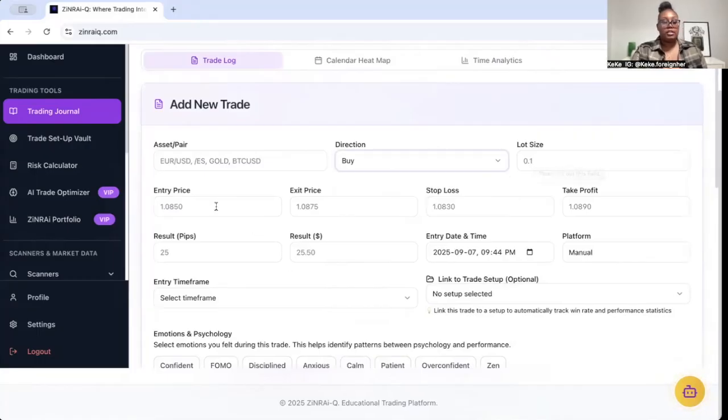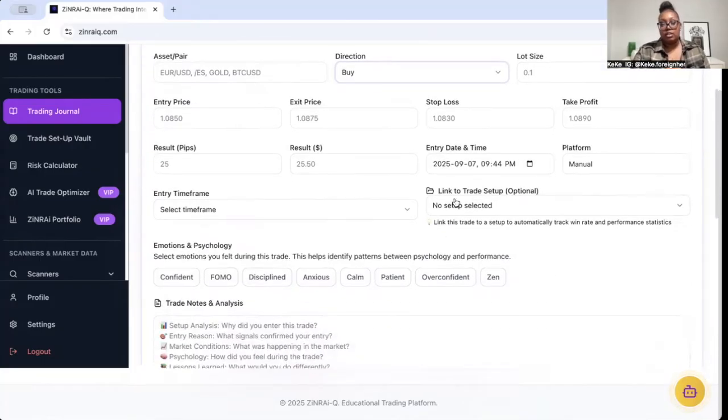Entry price, what price did you get in on this asset? Exit price, when did you get out? Your stop loss, what was your safety net on this trade? Your take profit, which is another exit point out of the market. Your results in terms of pips or dollars, your entry date and time, and your platform.